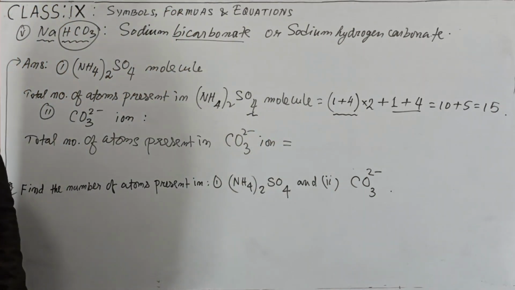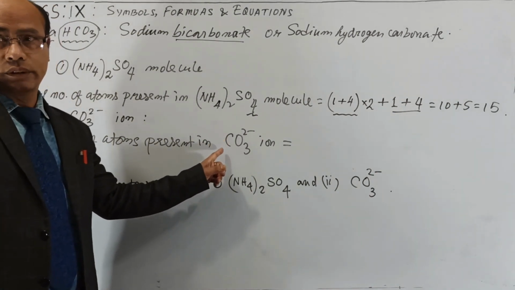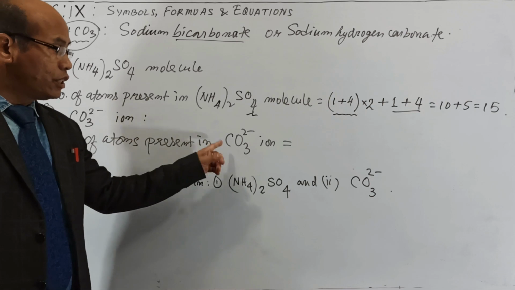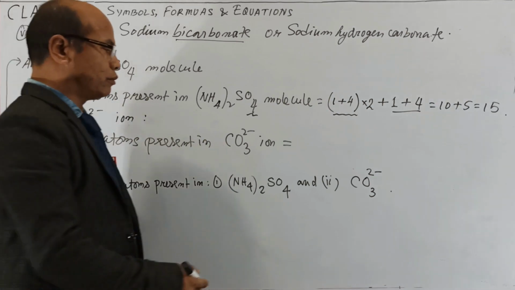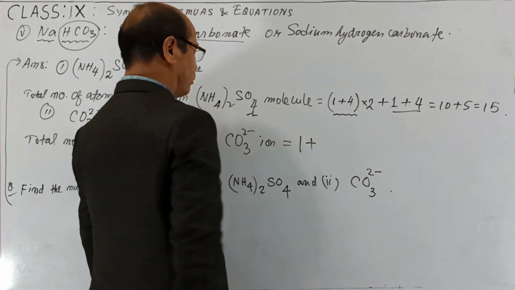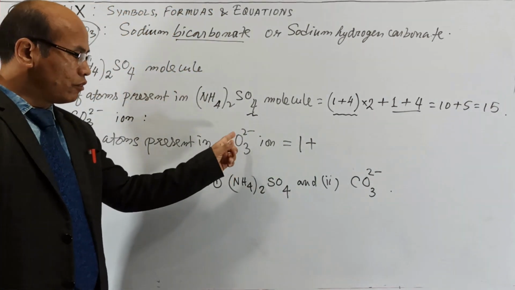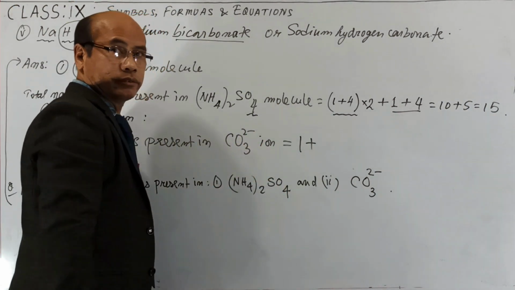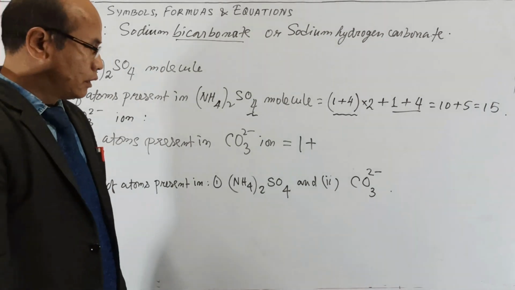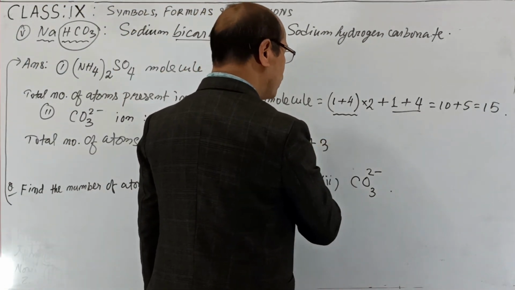Let us find out. What is this? This is the symbol for carbon. And since no number is written, that means there is only 1 carbon atom. So you put 1 for 1 carbon atom. And then next, this is the symbol for oxygen. And for this symbol oxygen, we have a number 3. That means there are 3 atoms of oxygen. So please put 3 like this.